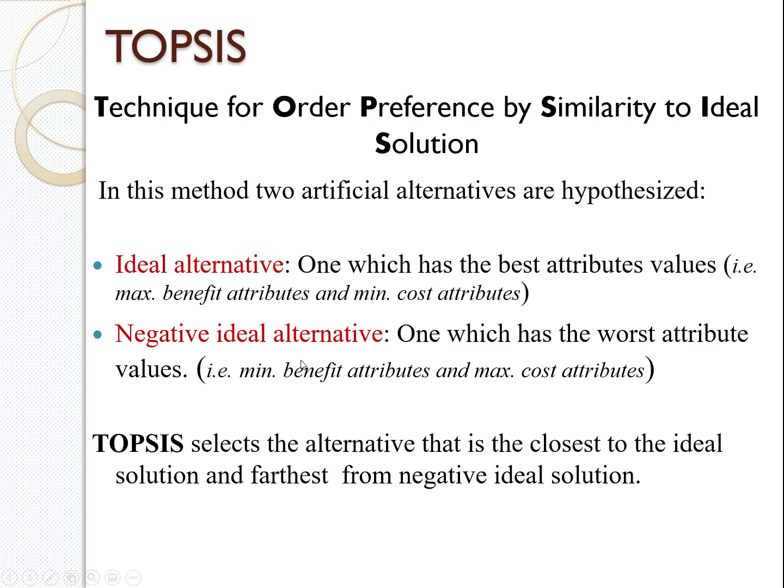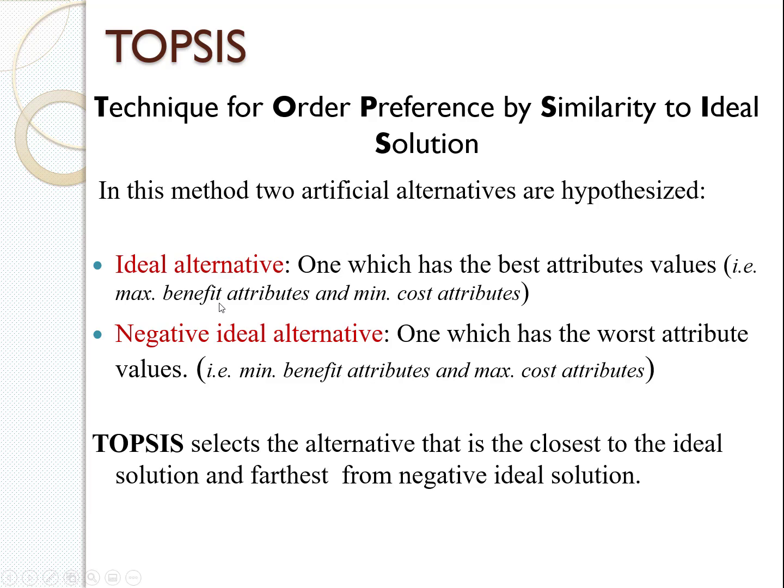The other one is the negative ideal alternative, the one which has the worst attribute values. For example, minimum benefit and maximum cost attributes. Some alternatives are much costlier and the benefits are very minor. So now these are the two alternatives, and everyone wants to choose the ideal one.